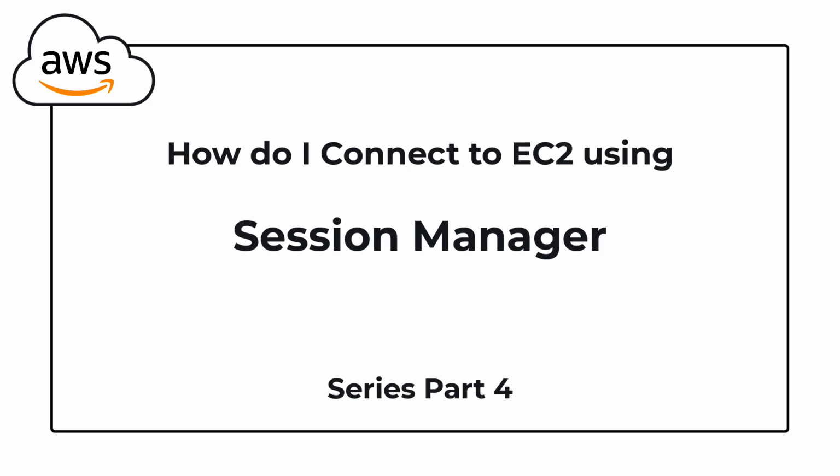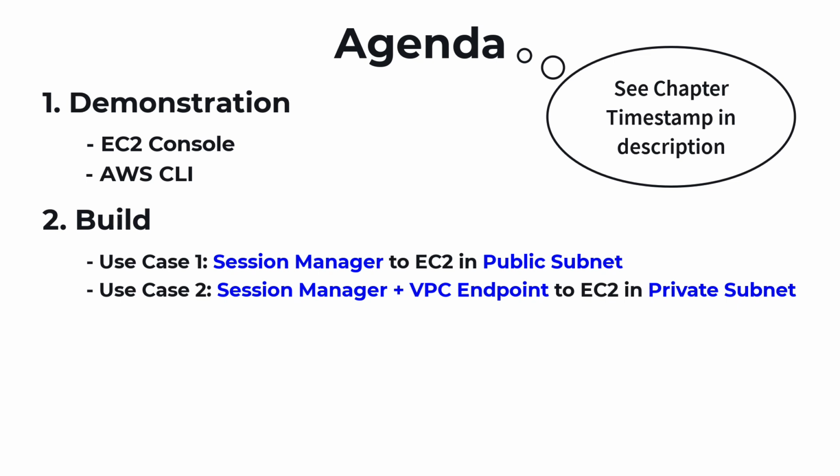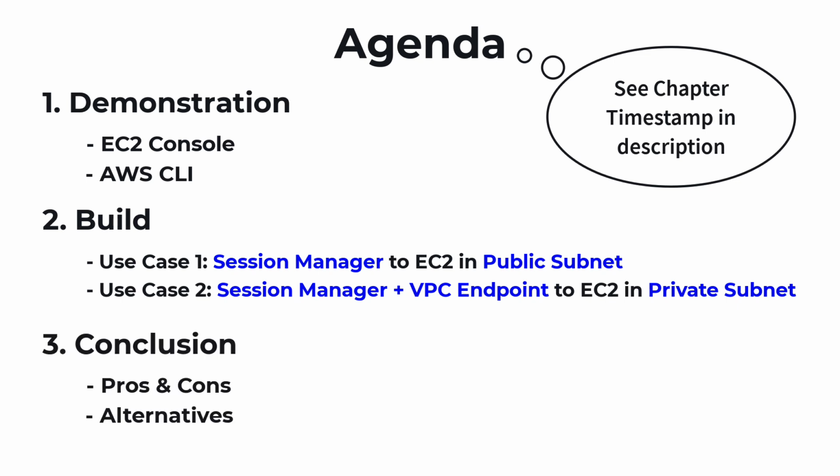Hello, in this video I'm going to discuss how to connect to EC2 using Session Manager, which is a feature of AWS Systems Manager. This is part 4 of how do I connect to my EC2 series. In this video, I'll start with a quick demonstration, then go through the steps to build the solution. I will conclude with pros and cons of using the Session Manager and discuss some alternatives that you may want to consider. You can jump ahead to any sections of this video using the chapter links in the description.